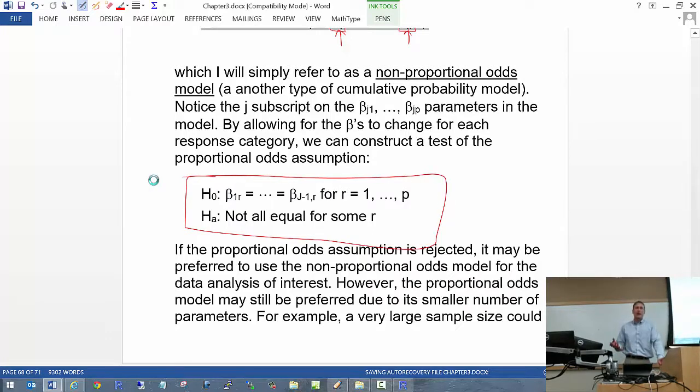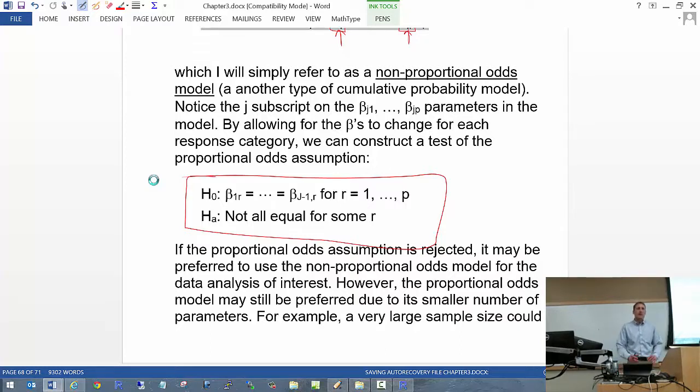So imagine, for example, with the fiber example that we just got done with, what we would basically be doing is, for the fiber indicator variable, testing: is beta 1,1 equal to beta 2,1? Is that equal to beta 3,1? That's what we would be testing.